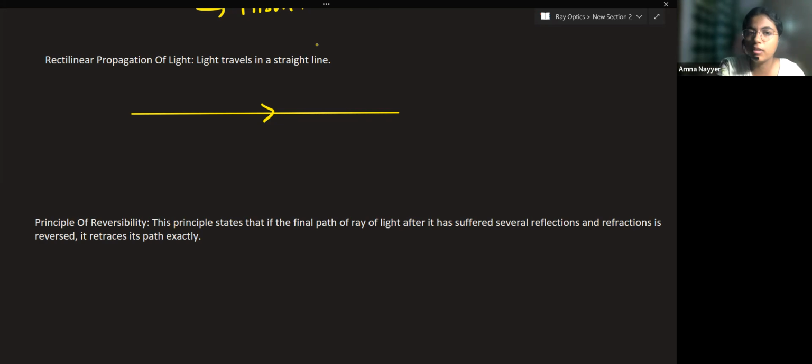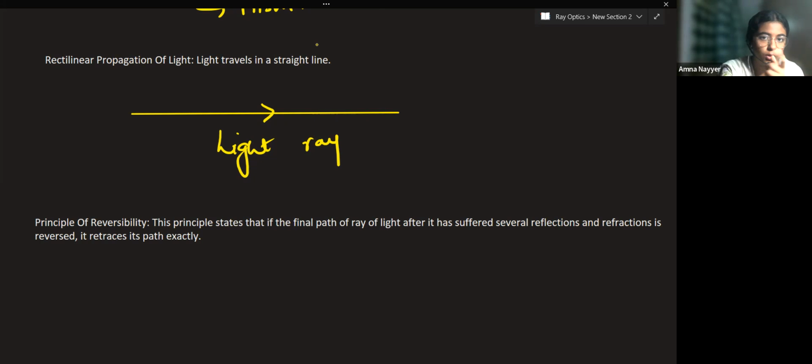Rectilinear propagation of light means what? Light travels in a straight line. Fine. So if this is your light ray, it will go straight away. Now, why does it reflect and why does it refract? That is a different topic. Refraction and reflection are certain processes that can occur. But the basic property of light ray being straight, not bending, you have a different topic whenever it strikes an object. That we'll do in wave.